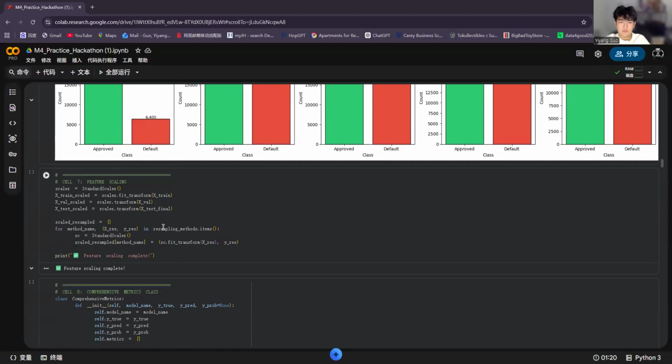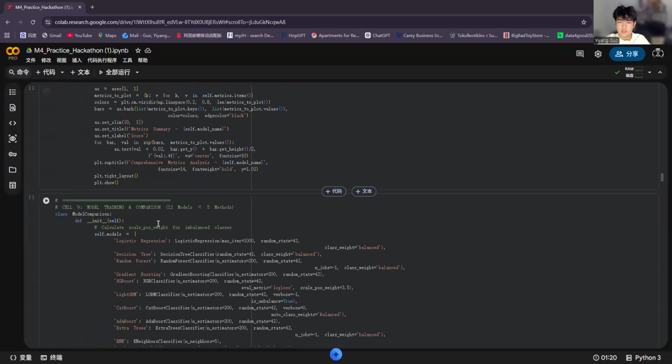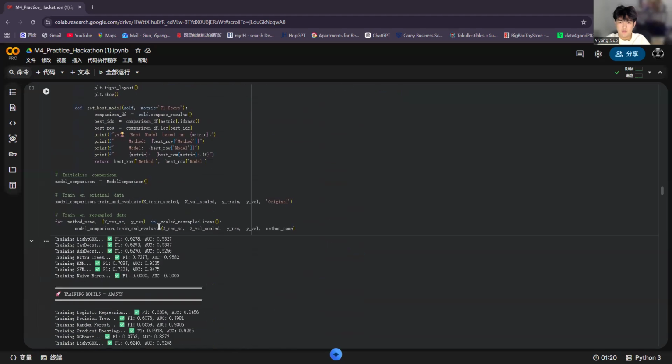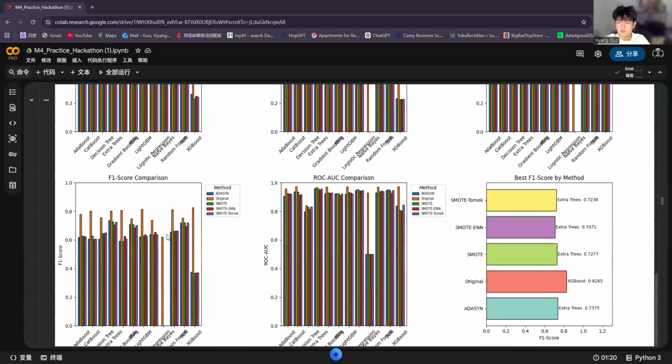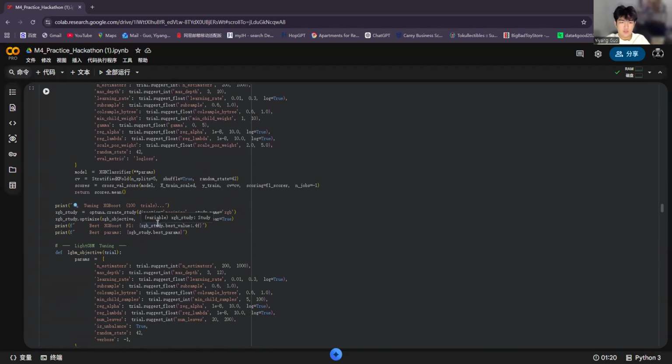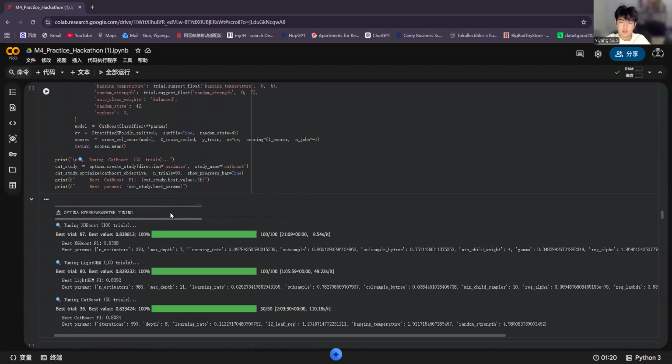Based on the model comparison, I select XGBoost, LightGBM, and CatBoost for tuning using Optuna. I run 100 trials for XGBoost, 100 for LightGBM, 50 for CatBoost. It's using stratified five-fold cross-validation. For imbalance handling, I use a model-native approach: scale_pos_weight for XGBoost, is_unbalance for LightGBM, auto class weights equals balanced for CatBoost. All tuned models improve their cross-validation F1.